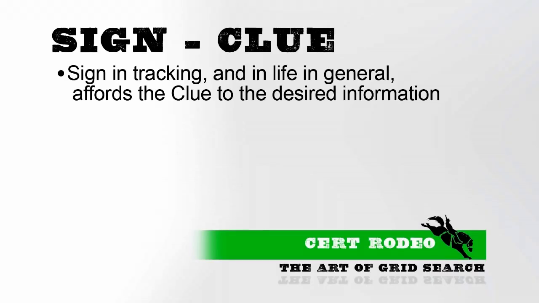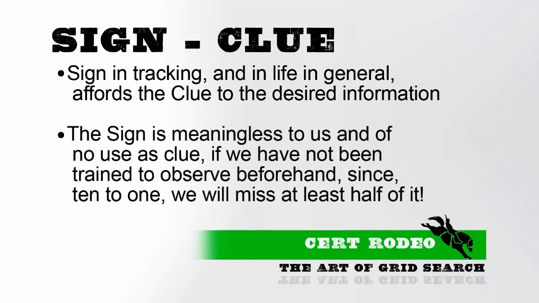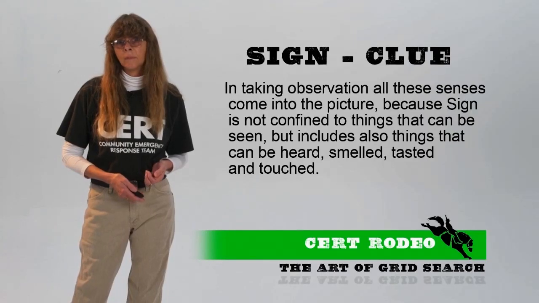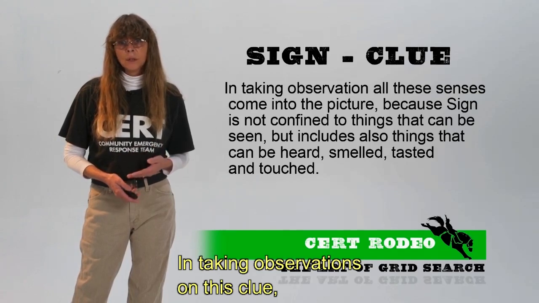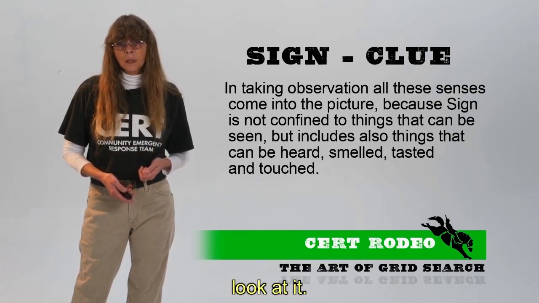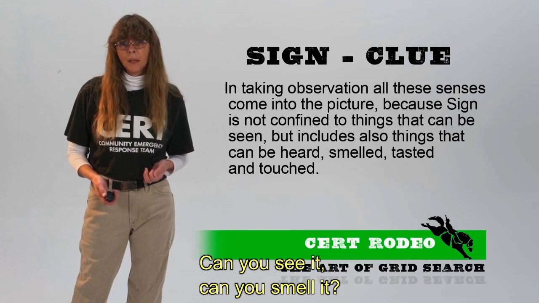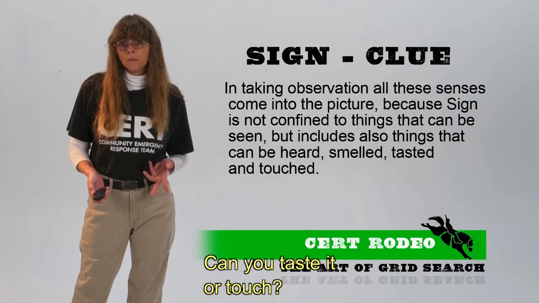So sign and tracking, and in life in general, affords clues to the desired information. The sign is meaningless to us and of no use as a clue if you have not been trained to observe beforehand. And since 10 to 1, we will miss at least half of it. In taking observations on this clue, look at it. Can you see it? Can you smell it? Can you taste it or touch?